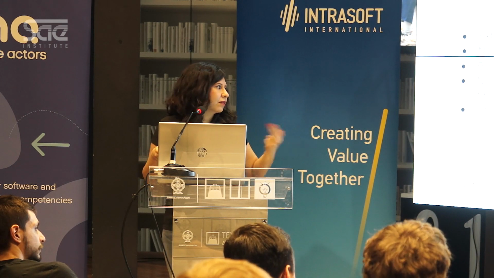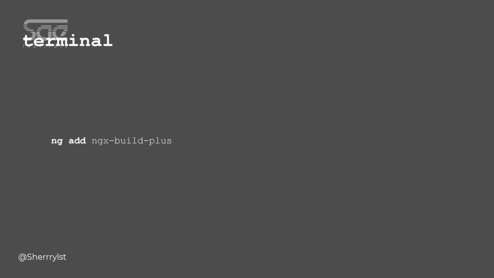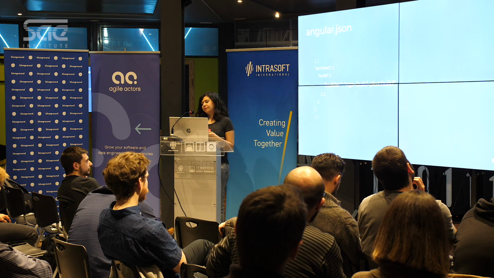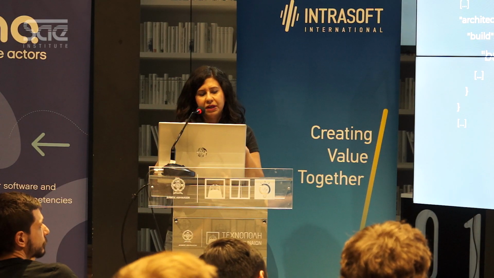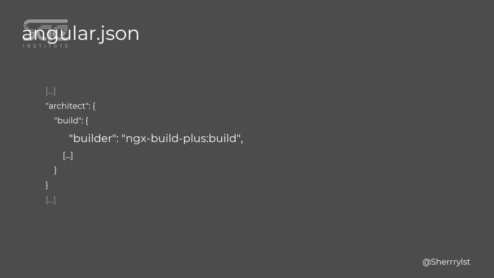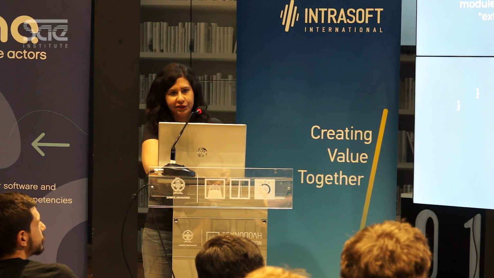And it builds a single bundle and allows you to inject your common ones at the universal module. How to do it? First of all, we need to do ng add ngx-build-plus. And then inside your angular.json, you need to change the default builder to be ngx-build-plus. From now on, whenever you run ng build, it's going to run ngx-build-plus:build for you.